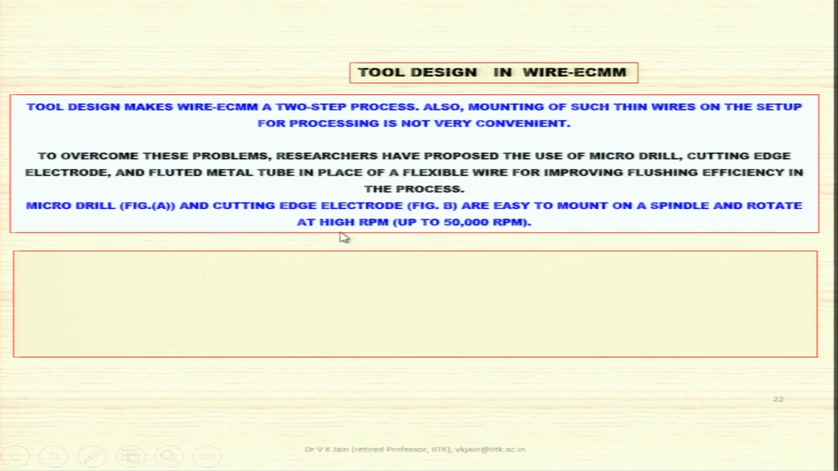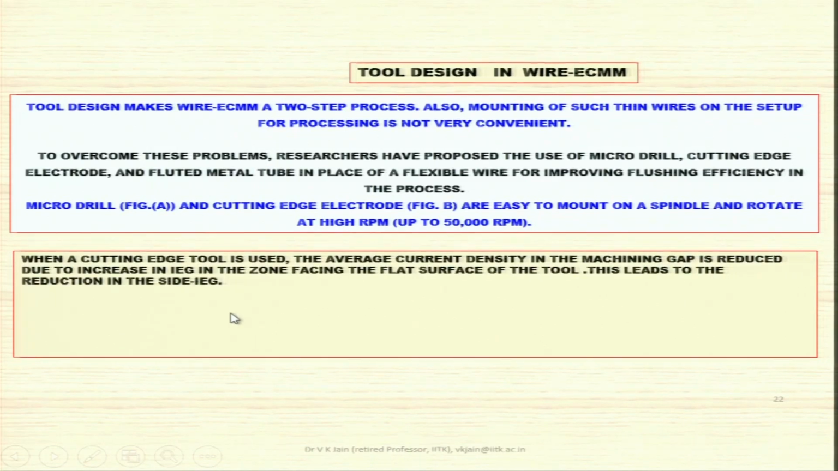Micro drill and cutting edge electrode in the earlier figure are easy to mount on a spindle and rotate at a high RPM. The rotation can be up to 50,000 RPM depending upon the size of the drill. But please note it, such kind of rotation is not taking place in case of micro wires. They may be good for macro wire, but such type of rotational speed you cannot get for micro wires.